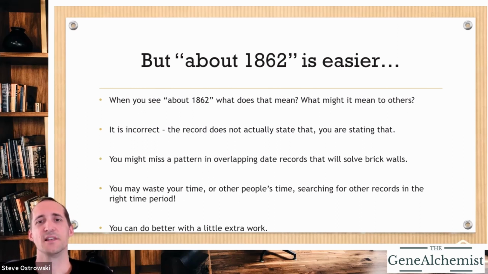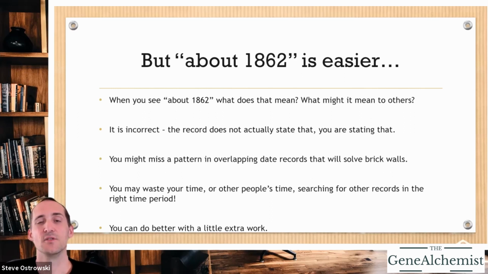Now, there is a case where writing about 1862 is the correct way to record what a document says. Can you think of a reason why you would actually record about 1862 correctly? Okay, I'll tell you, the answer is: if the document itself actually says about 1862, then you would record about 1862. Again, you want to record exactly what the document is stating or implying. But that's the only scenario. You don't want to go and change a precise implied date into something more vague and general like this. That could confuse others.